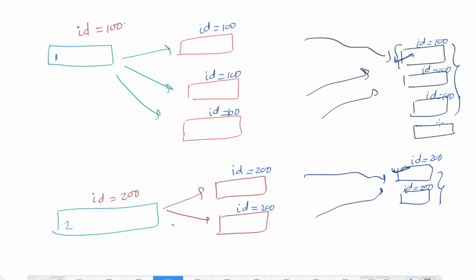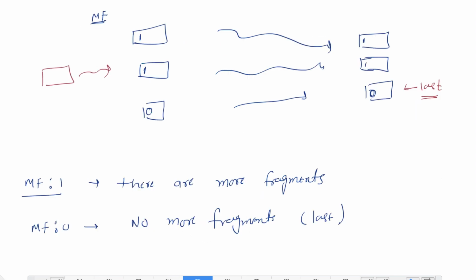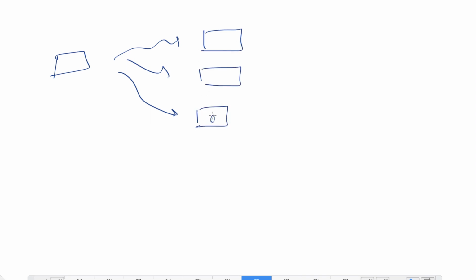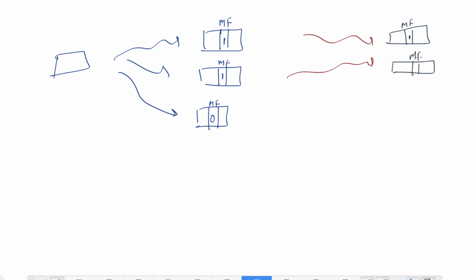There is one issue. The issue is that suppose this packet got fragmented into 3 packets, and you are sending these 3 packets. I'm only writing the MF bit, not the identification and do not fragment. Suppose these are the MF bits: this MF bit is 1, this MF bit is 1, and this MF bit is 0, because this is the last fragment. But suppose something has happened and only the first fragment, where MF is 1, and the last fragment, where MF is 0, got reached.